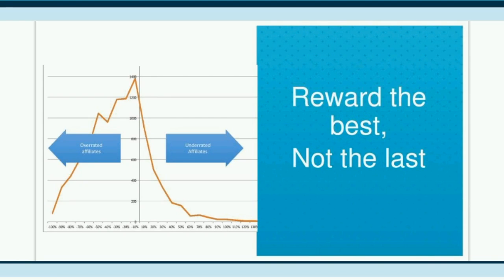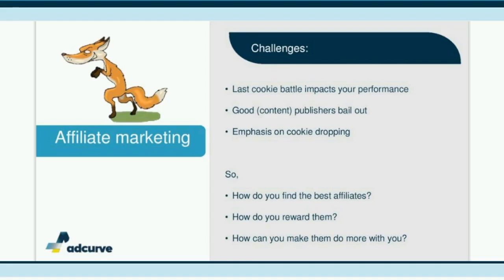Now, let me show you what it means in terms of money. As you can see on the left of the axis, it's actually the overrated affiliates. So the affiliates were overpaid. But on the right-hand side, you can see that there are also quite a few affiliates that are underrated, affiliates that were underpaid, actually. So, as we say, please reward the best and not the last.